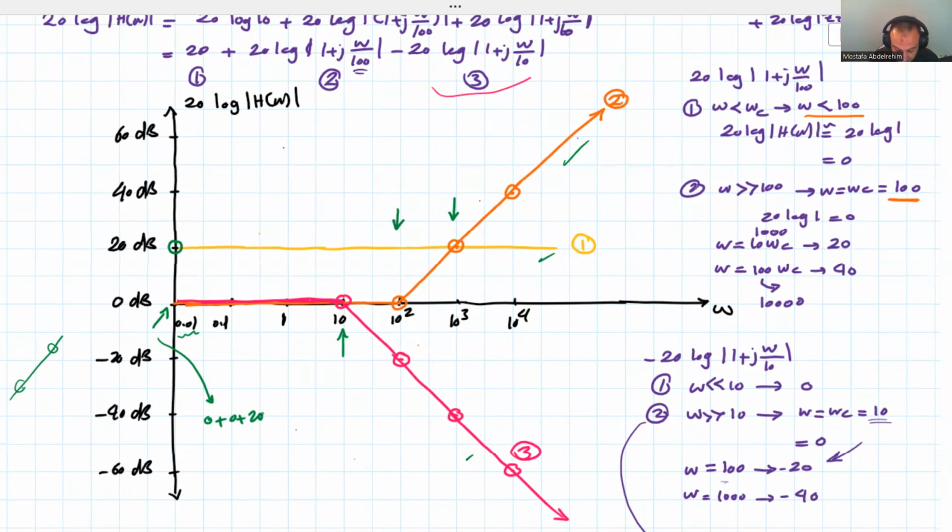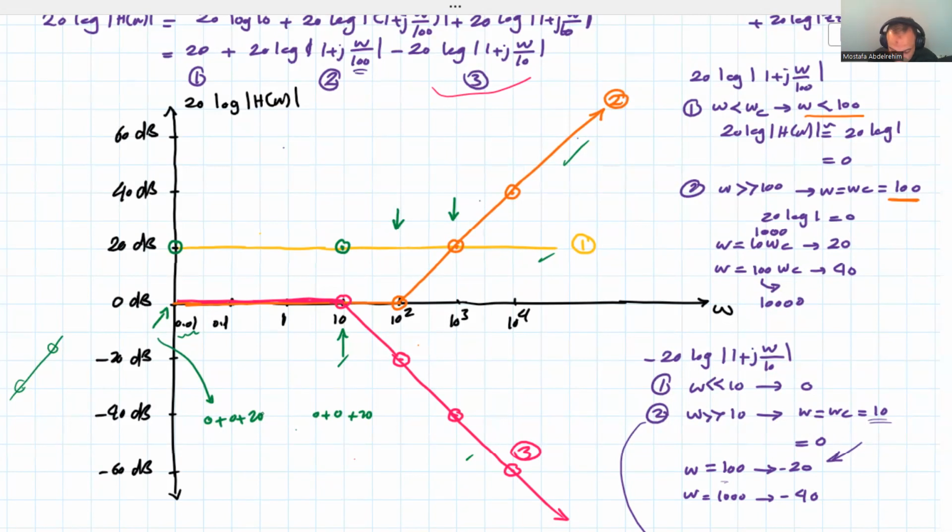Second point at 10, this one here. The red, number 3, is 0. The orange is also 0. And the yellow is still 20. So 0 plus 0 plus 20 will give you 20. Good.